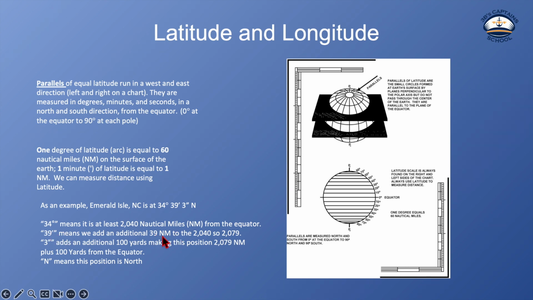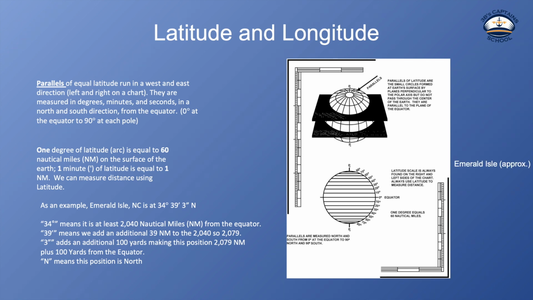So we add that 39 miles to our 2,040 and we get 2,079. And then the 3 seconds here adds up to an additional 100 yards, and it's going to make our position 2,079 nautical miles and 100 yards north of the equator. So that's how we're going to use this latitude line. So remember, if I told you I was at position 34 degrees, 39 minutes, 3 seconds north, I'm somewhere on that line. So I'm going to use a longitude line to cross and make an intersection of the two lines to better pinpoint my position.